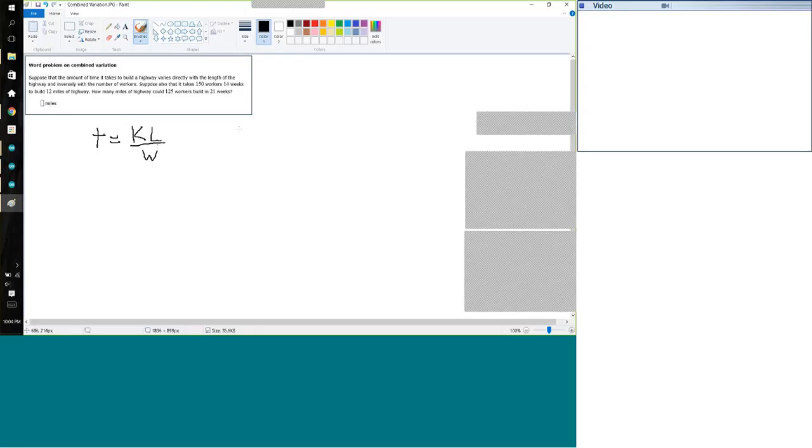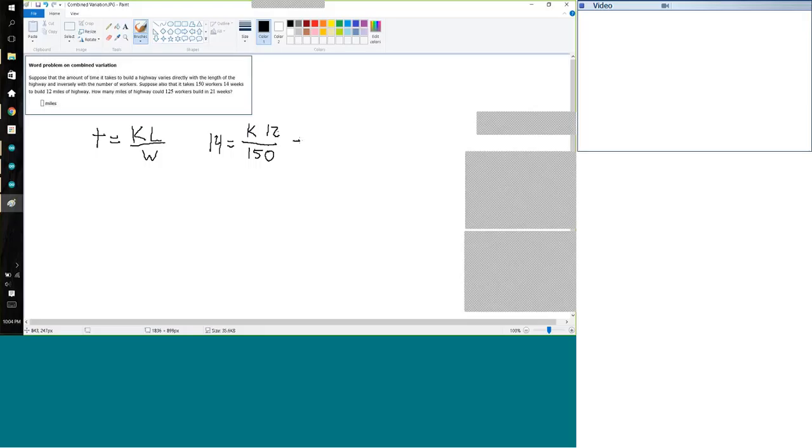Suppose it takes 150 workers, so 150 workers is going to replace my W. I'm not too sure exactly what all is going to get filled in here, so let's go one at a time. But we know that K is still going to stay there. It takes 150 workers, 14 weeks, so our time is 14 weeks, to build 12 miles of highway. Well, 12 is going to be our length.